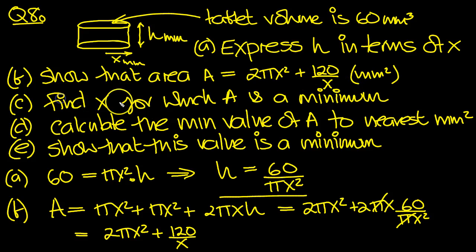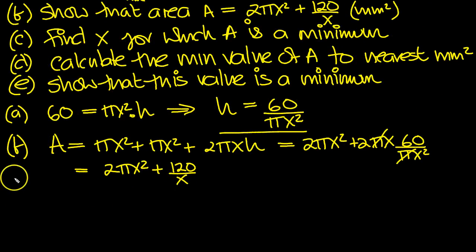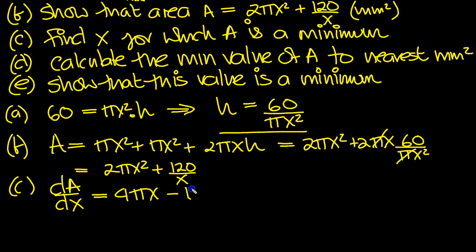Find x for which A is a minimum. So let's use calculus then to find this, as the question stated. So here, let's get the derivative then, dA/dx. 4 pi x then, power rule. This is power minus 1, isn't it? So it's minus 120 x to the minus 2, which we can write like so.